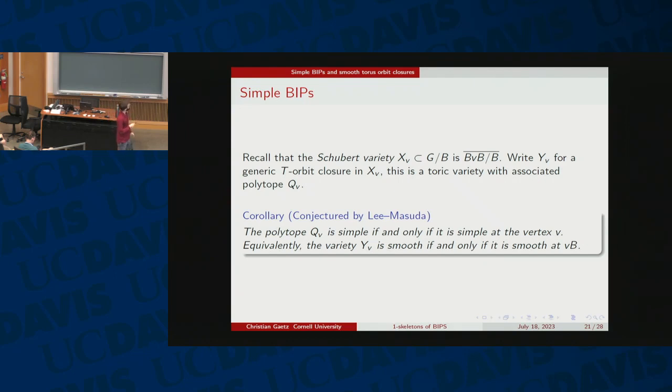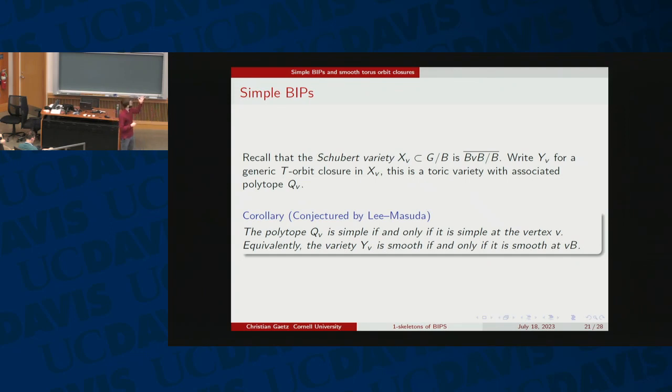So just a bit about the geometry. Recall there was the Schubert variety, and we wrote Y for this orbit closure inside it. This is a toric variety, which is associated with the Bruhat interval polytope. So faces of the Bruhat interval polytope correspond to torus orbits, and a simple polytope corresponds to the toric variety being smooth. So they had conjectured that the polytope is simple if and only if it's simple at the top vertex. That is, if and only if the top vertex has degree equal to the dimension of the polytope. Or equivalently, that this variety is smooth if and only if it's smooth at a particular torus fixed point.